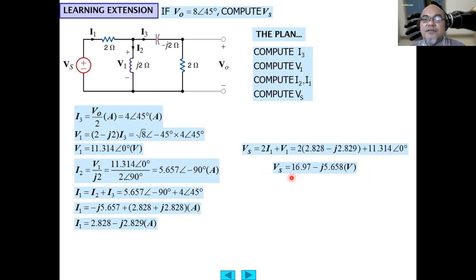So this is the voltage source. We can convert it again to phasor format. So this becomes 17.888 with phase angle of negative 18.439 degrees.